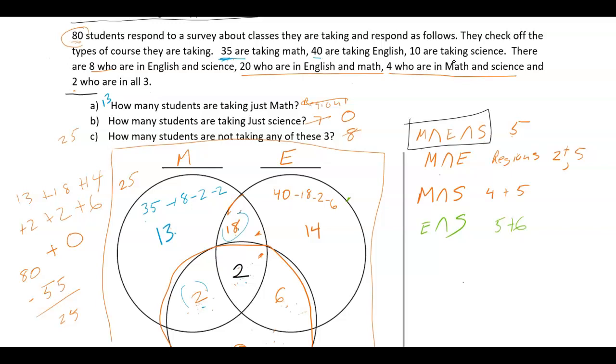That is how you approach these problems. You always start with who are in all three, then look at how many you have left to be in 2 of the 3 in each of the sections, and then how many you have to make up to have the total number of math right, the total number of English right, the total number of science right. And then once you get that, you add that, and the difference between that and the total number of students are the ones who were outside of those 3 sets.